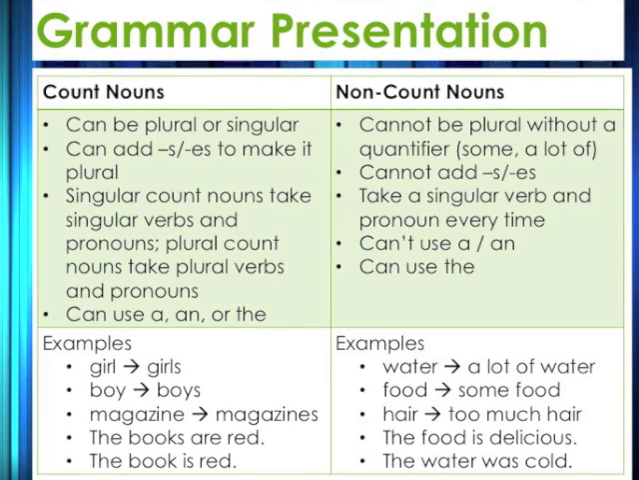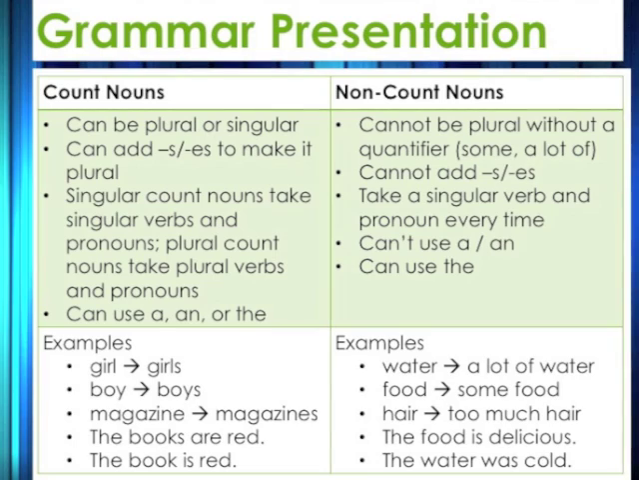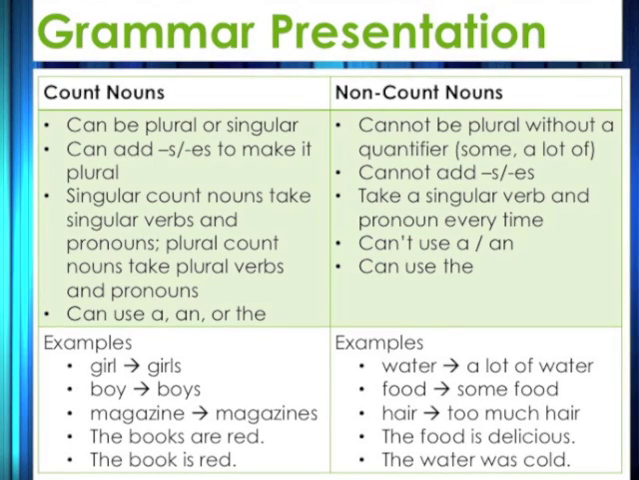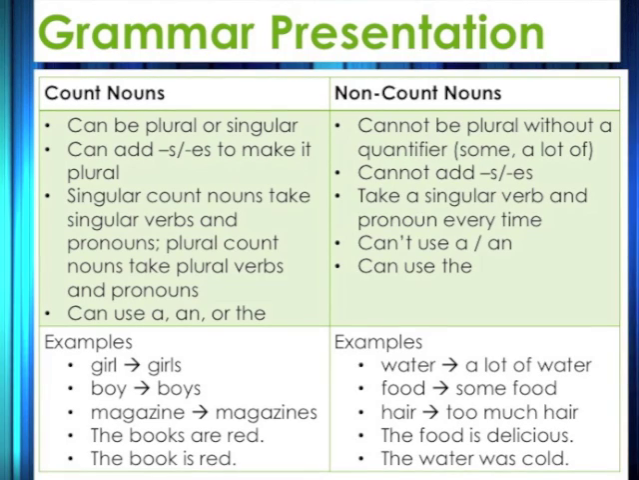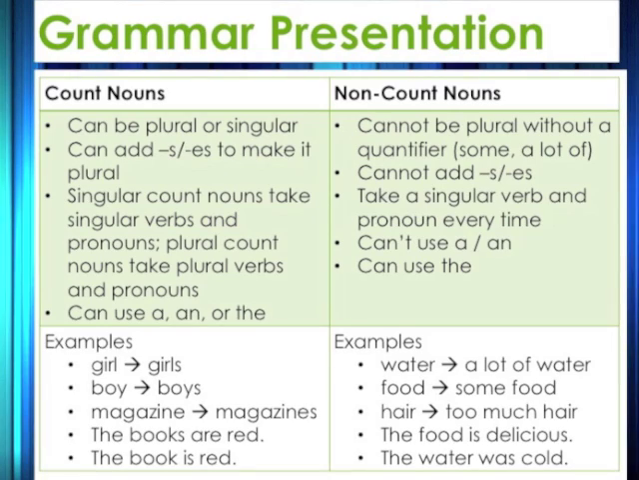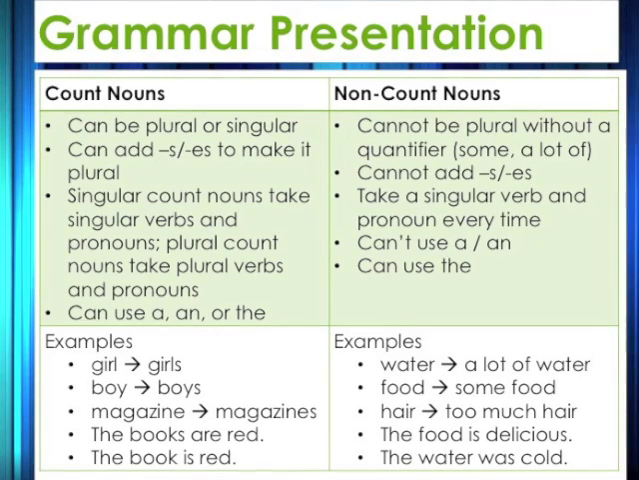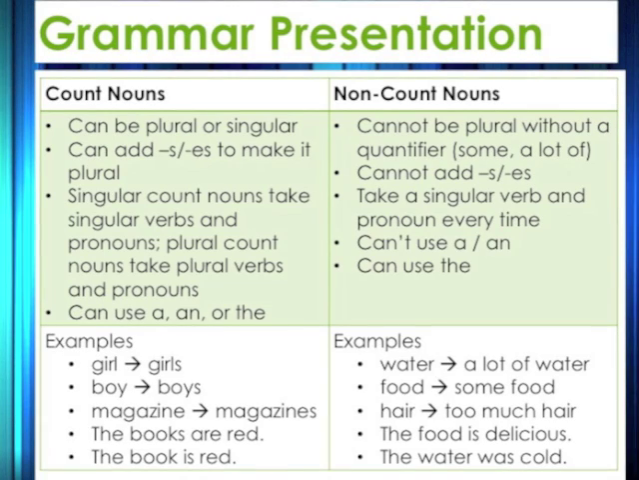Okay, so let's look carefully at this review chart. I have count nouns on one side and non-count nouns on the other side. Let's talk about count nouns first. Count nouns can be plural or singular, and you add s or es to make it plural. Singular count nouns take singular verbs and pronouns, and plural count nouns take plural verbs and pronouns. You can use a, an, or the with count nouns.